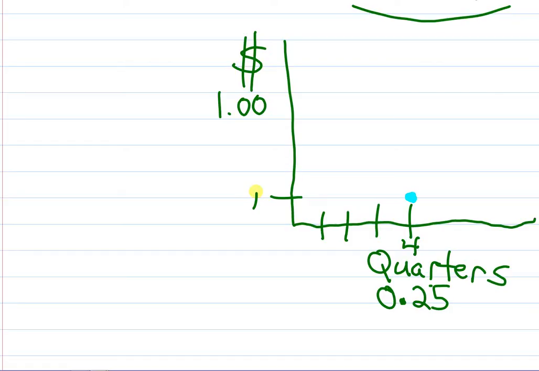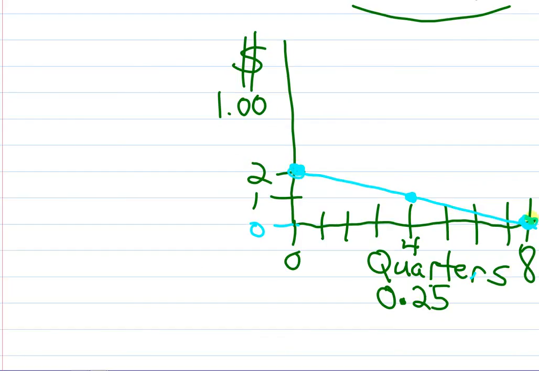Okay, I'll give you the answers now. 2 other points would be 8 quarters and no dollars, right? And another point would be $2 and 0 quarters. Now let's think about what these indifference curves are going to look like. Well, they're going to be perfect straight lines right here. And this is an example.